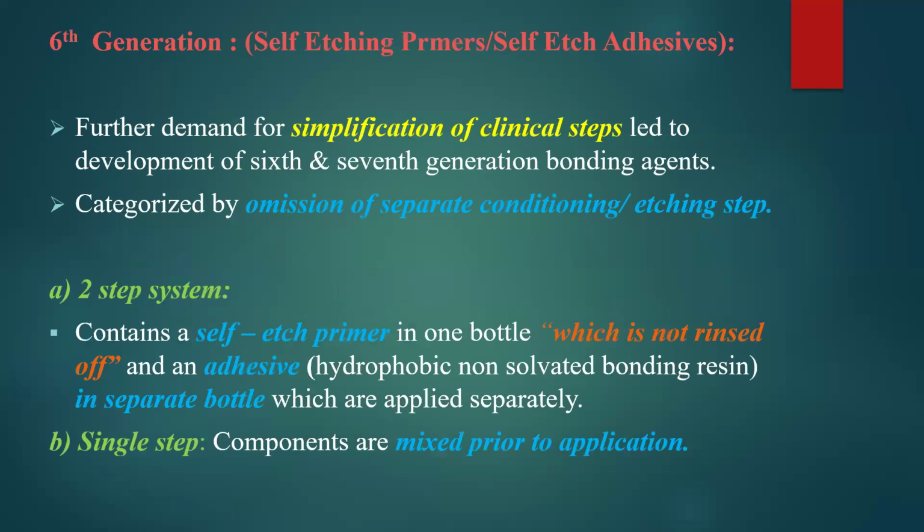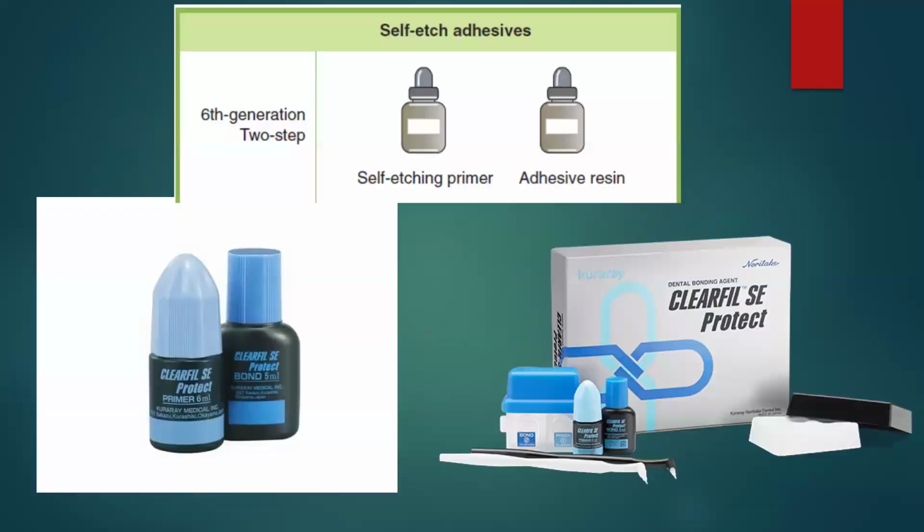Sixth generation bonding agent. Further demand for the simplification of the clinical steps led to the development of the sixth and seventh generation bonding agents. They were categorized by omission of a separate conditioning or etching step. The two-step system consists of a self-etching primer in one bottle, which is not rinsed off, and an adhesive, which is a hydrophobic non-solvated bonding resin in a separate bottle, applied separately. The single-step system includes all the components, which were mixed prior to the application. Here we can see the sixth generation, which includes a two-step self-etching primer and an adhesive resin.